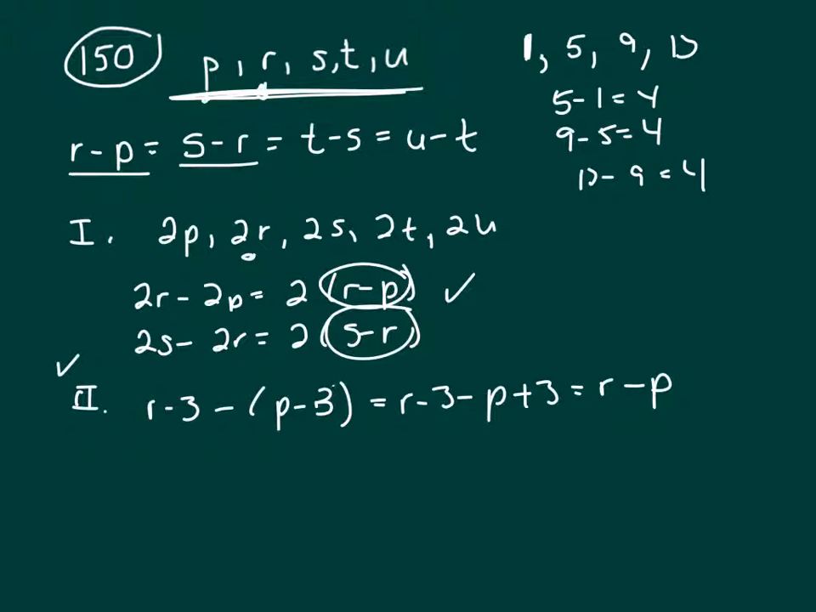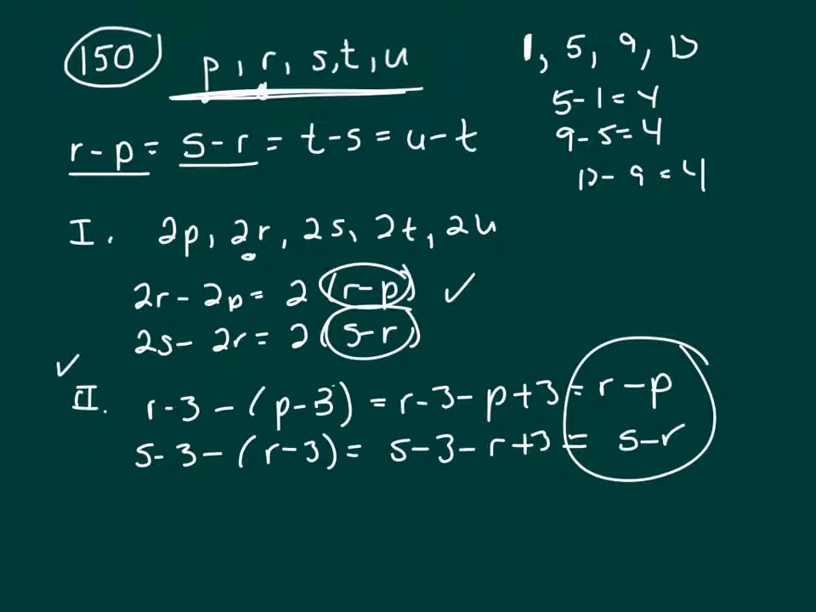Let's find one more difference. S minus 3 minus R minus 3. I'm on track now. That's S minus 3 minus R plus 3. Those 3's cancel and you're left with S minus R. And of course we know from up here those are equal. So 2 works. 3 is not going to work.